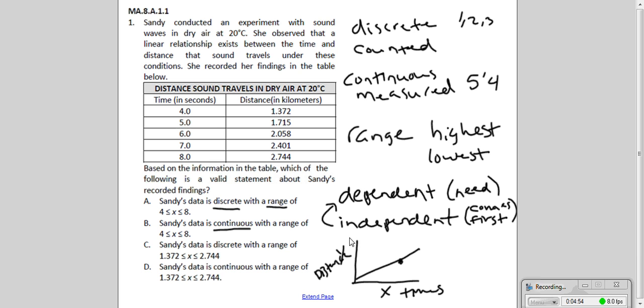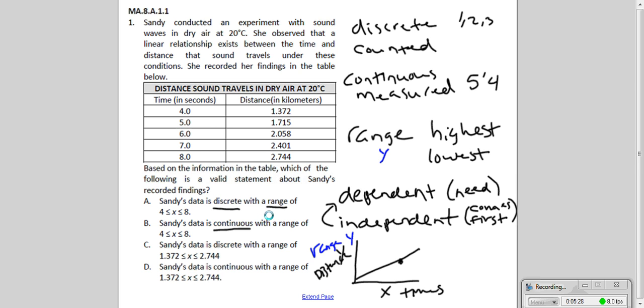So the range is the highest and lowest. So just by those words, you know high means up, low means down. So the range, therefore, will be a result of the y's. So the range is going to be the difference in the y's. So this is where you'll find your range. In other words, the distance will be represented by the range.